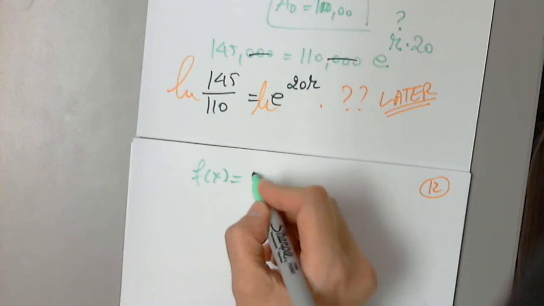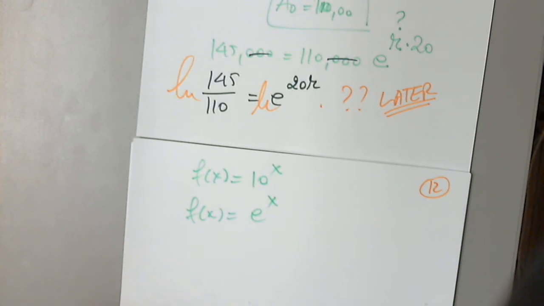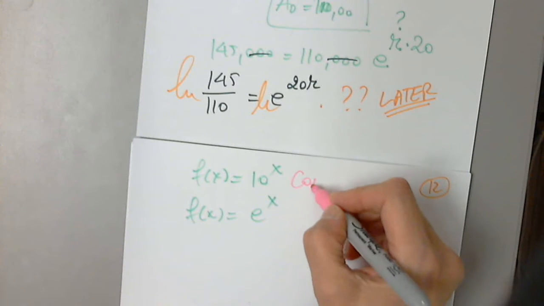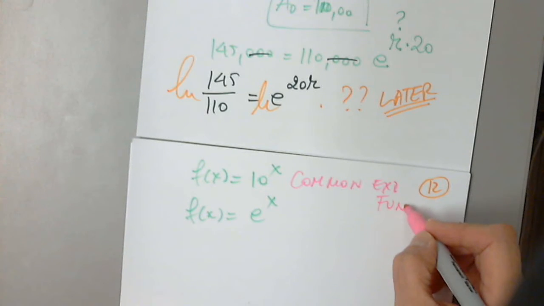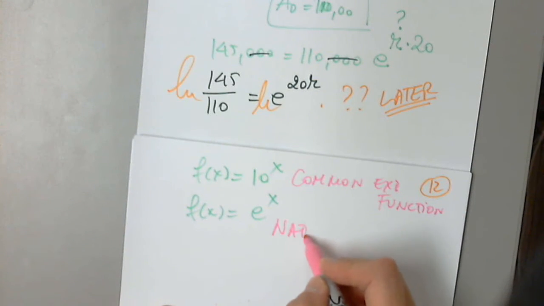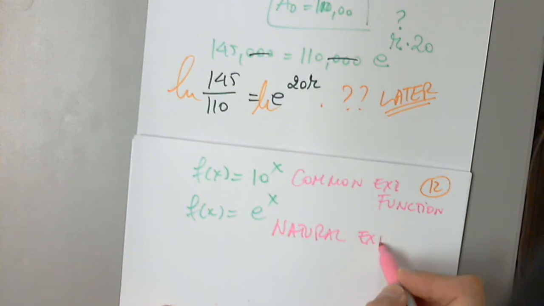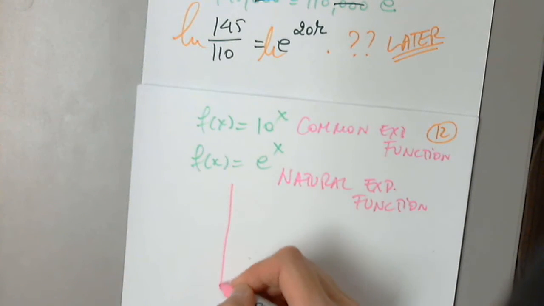Okay, so we do have two special exponential functions: f of x equals 10 to the x, and f of x equals e to the x. This one is called the common exponential function, and this one is called the natural exponential function. They both have a base greater than 1.